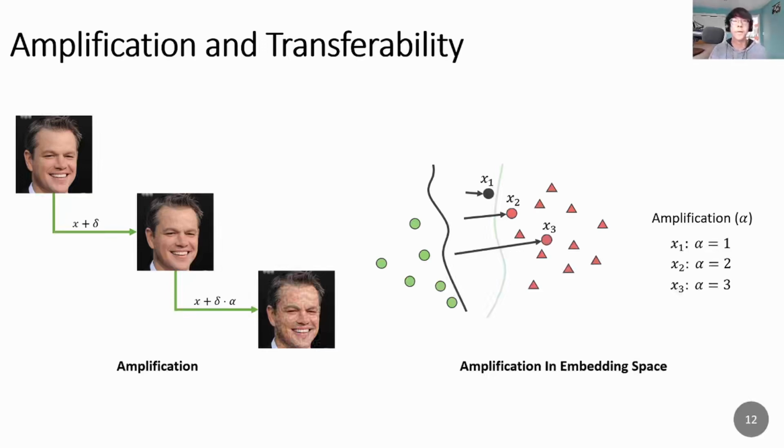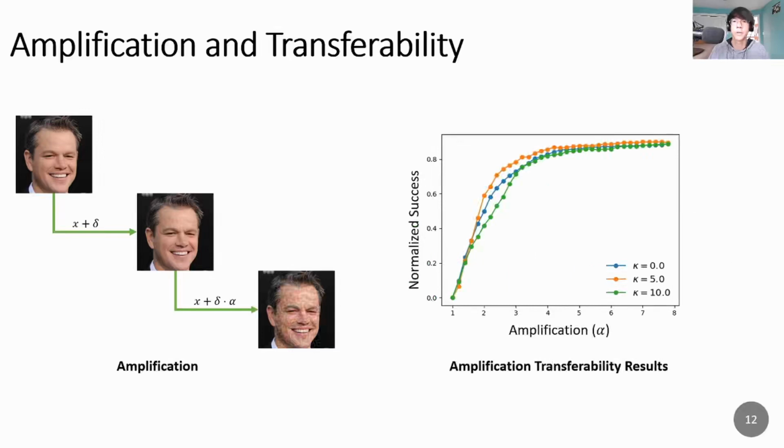To empirically validate our intuition, we ran an experiment with two FaceNet models trained on different datasets to see how amplification affects transferability success. The trends follow our intuition. Greater amplification improves transferability, which is on the y-axis.